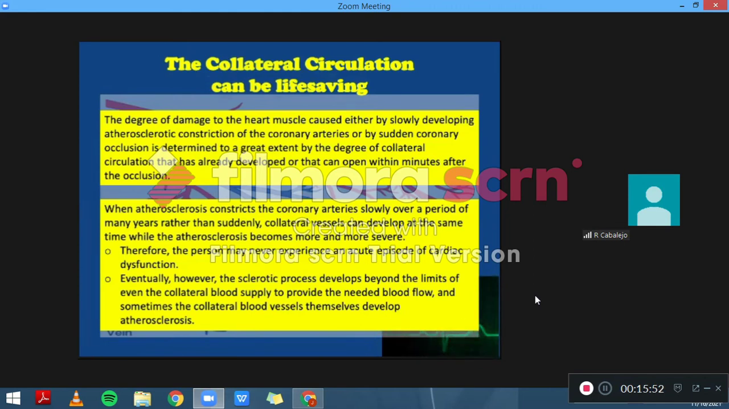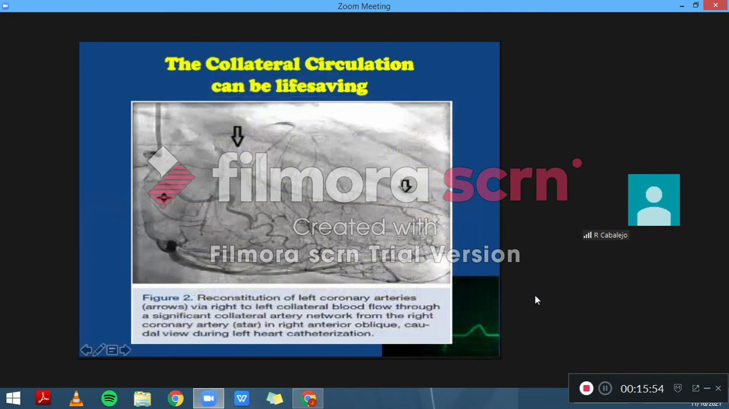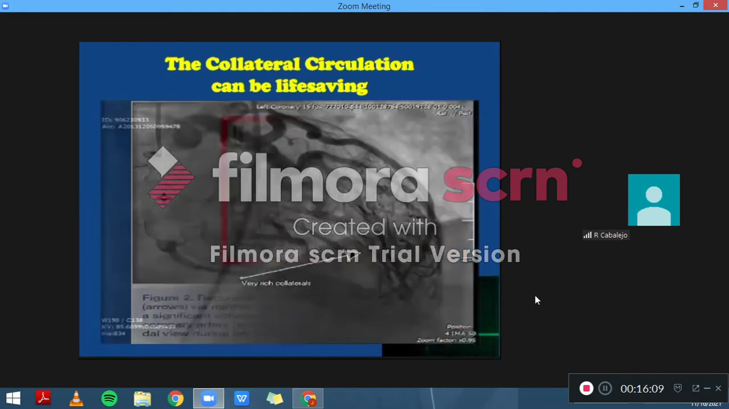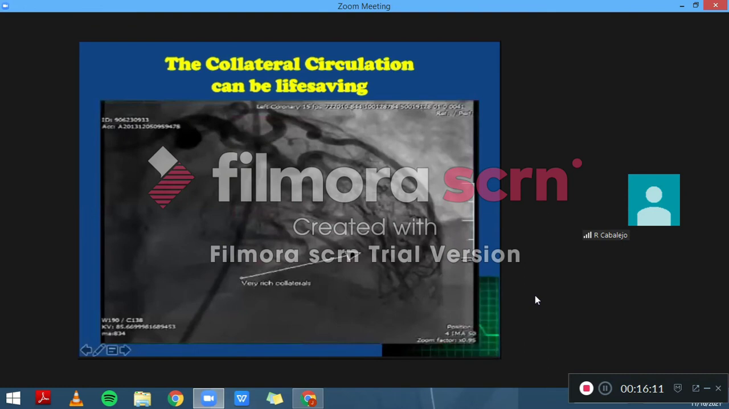In coronary angiography, this is how your collateral vessels would look. This is your left anterior descending, and this is your left circumflex coronary vessel. These are small collateral vessels connecting the two. And this is another coronary angiography image showing significant collateral vessels connecting the left anterior descending, and the left circumflex. They have many small collateral branches that have already developed.